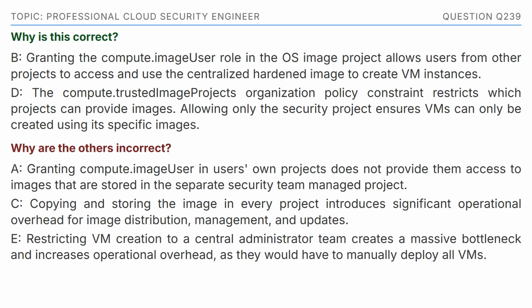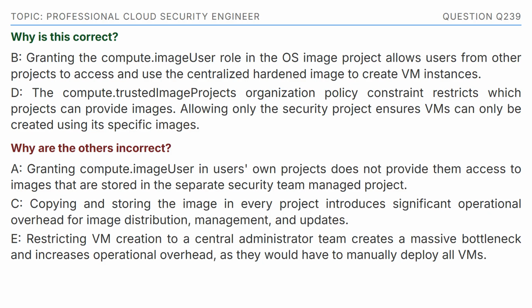B. Granting the compute.image user role in the OS image project allows users from other projects to access and use the centralized hardened image to create VM instances. D. The compute.trusted image projects organization policy constraint restricts which projects can provide images. Allowing only the security project ensures VMs can only be created using its specific images.